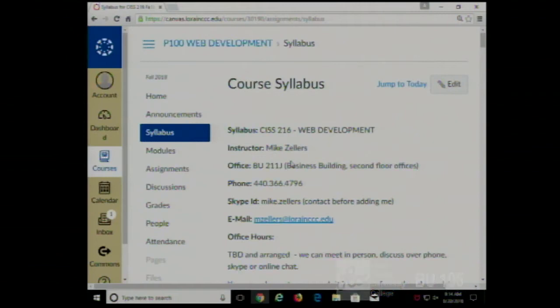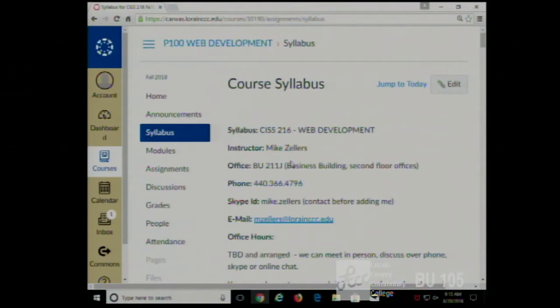You can email me. You can use the phone, although I generally prefer not to get phone calls simply because I answer my email much quicker than I answer my phone calls. I only check my voicemail when I'm on campus, and I check my email much more regularly. The point is that there are a lot of ways that you can contact me.